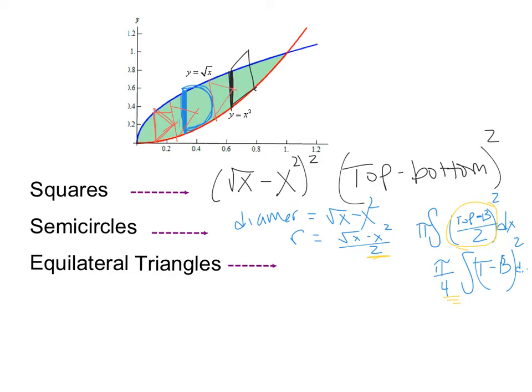Now, go back to trig. The easiest way to figure out the area of an equilateral triangle is our trig formula. If you remember, the area of a non-right triangle is 1/2 sine of A times AB, or BC, I don't know. So if you have an equilateral triangle, that means all of these are the same.